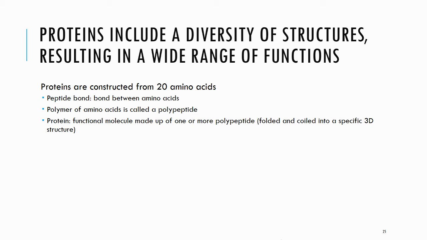All proteins are constructed from 20 different amino acids that are connected by a peptide bond. So amino acids are attached, we have a peptide bond. Therefore, a polymer of amino acids is called a polypeptide. And then a protein is the functional molecule made up of one or more polypeptides that's going to be folded and coiled into a specific 3D structure.